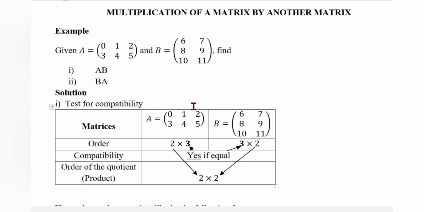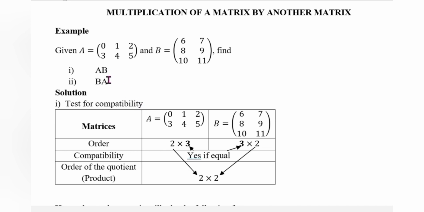Multiplication of a matrix by another matrix. We have been given matrix A and matrix B. We are supposed to find AB, and we are also supposed to find BA. So the first thing to do for us to solve this first question is to test for compatibility. That means we deduce whether it is possible for us to multiply these matrices A by B. How do we do that?